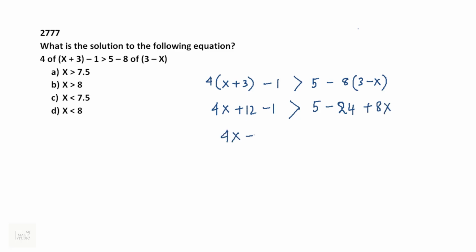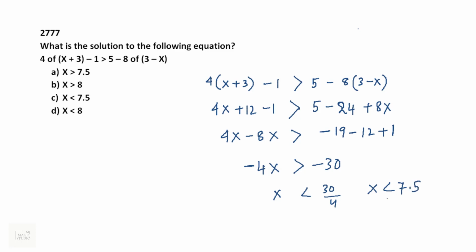So we have 4x minus 8x greater than minus 19 minus 12 plus 1, minus 4x is greater than minus 30. If I multiply both sides by minus 1 by 4, I'll get x is less than 30 by 4, that is 7.5. x is less than 7.5. When we multiply inequalities with a minus sign on both sides, the inequality sign also changes. So it would be x is less than 7.5. Option C fits in.